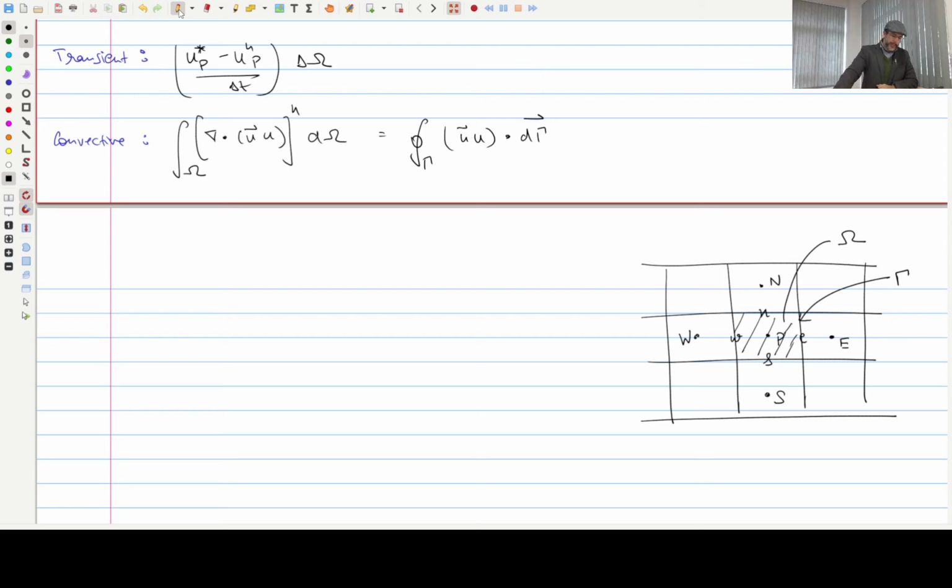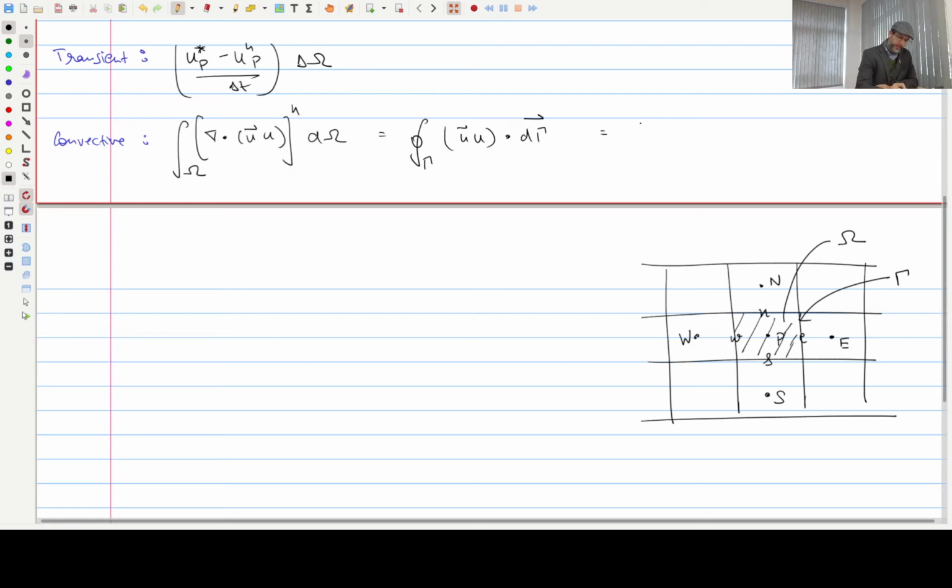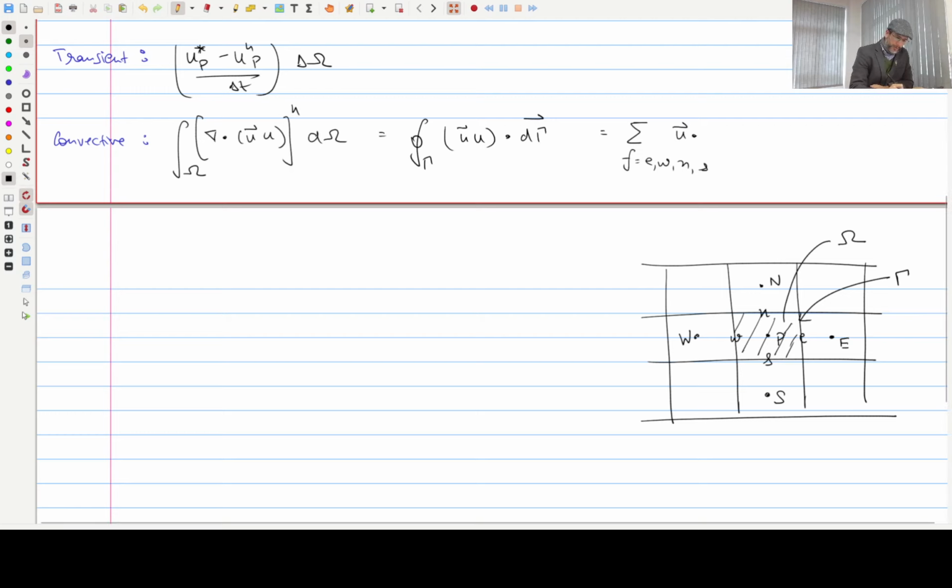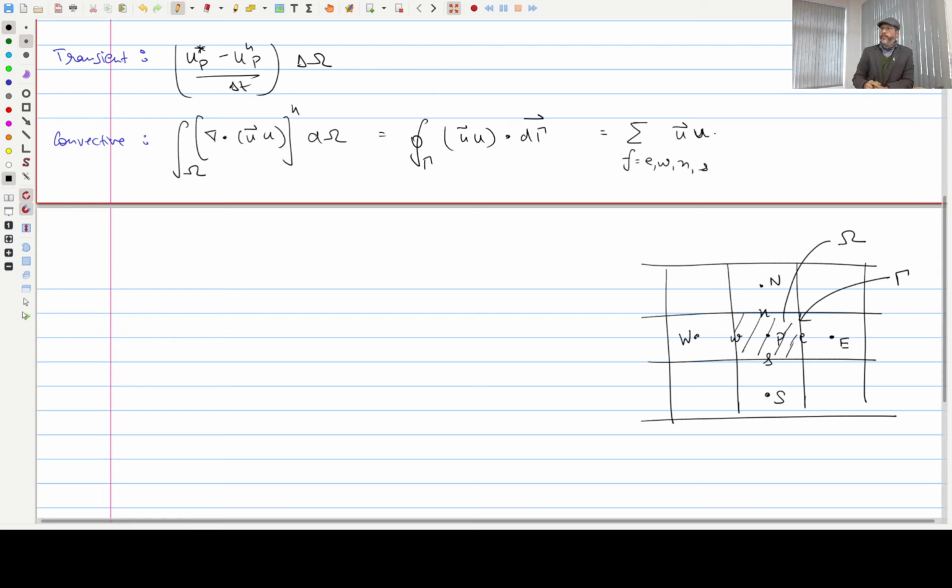Let's proceed from here. So this integral over this shaded control volume can be written as a sum over the four faces. We have the east, the west, the north, and the south. So it's a sum over four faces, and the term inside becomes... So the first one is the u vector, the second one is the u scalar.